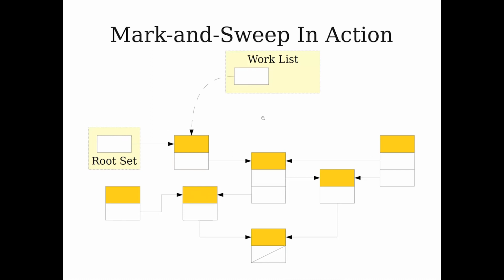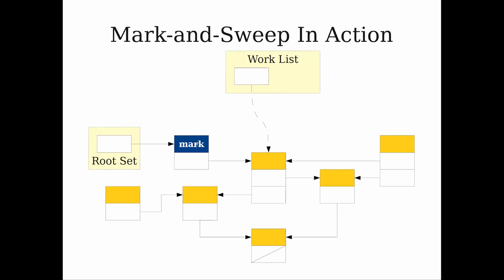So things pointed to by the root set, you have to mark them. Put them in the work list. Then put whatever is pointed to by that in the work list, and mark things. So that's how things will work.